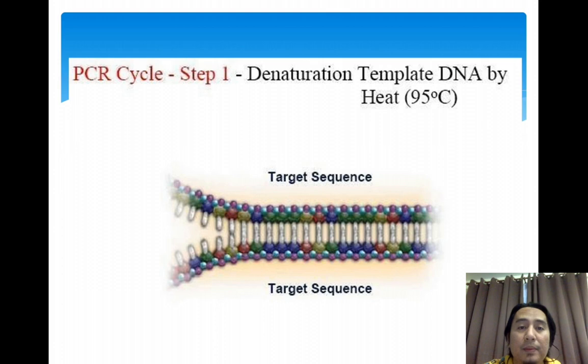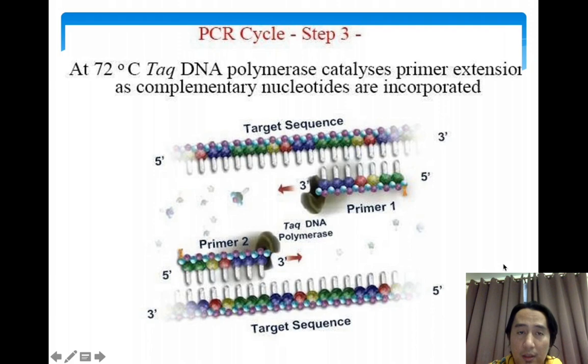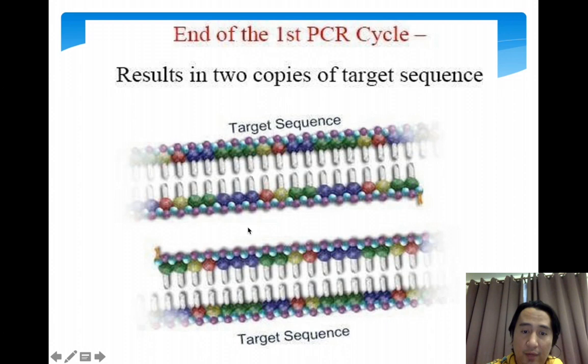Step 1 is denaturation, where the template is heated to around 95 degrees to denature to single-stranded. In step 2, the temperature is lowered and the primer anneals to the target sequence, at the annealing temperature. Then extension, forward strand and reverse strand. After extension, you have a copy. This is the initial target gene, and this is the amplicon, your PCR product.